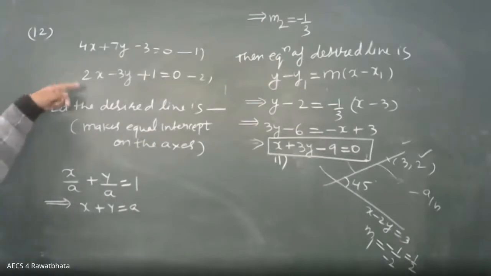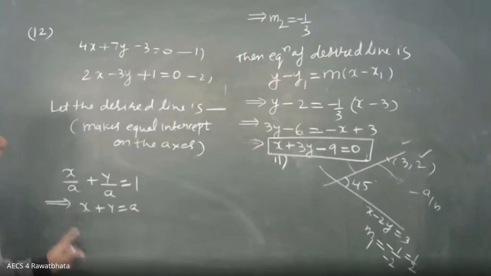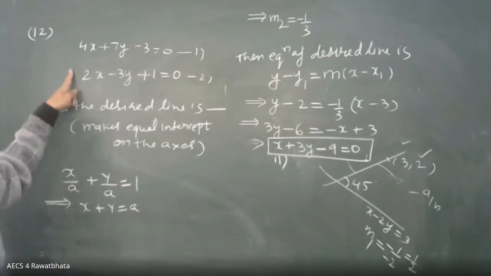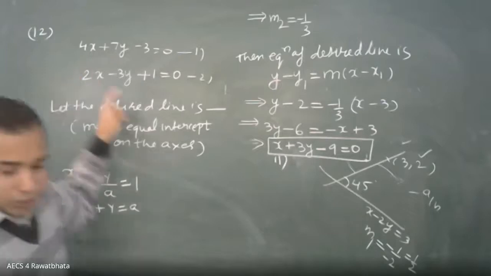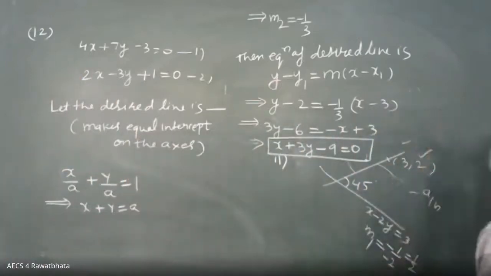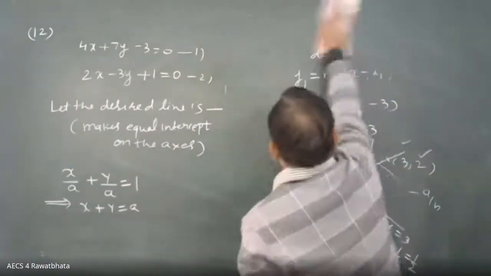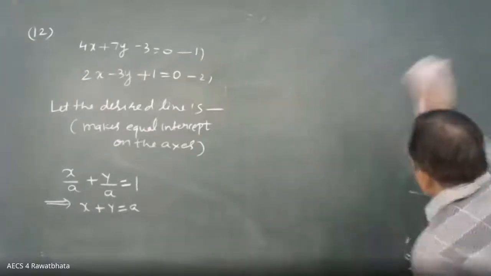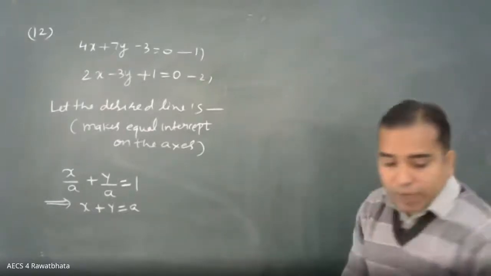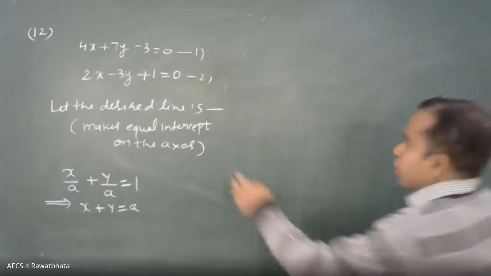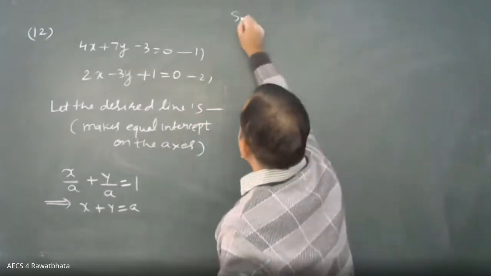One information is given that your desired line is passing through the point of intersection of these two lines. Let us find the point of intersection of these two lines. Okay, let's get started. So let us find the point of intersection of these two lines, solving 1 and 2.